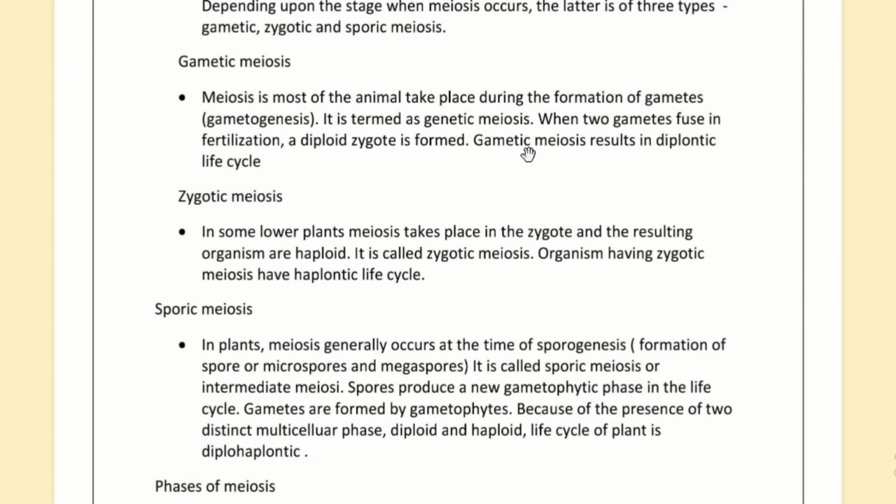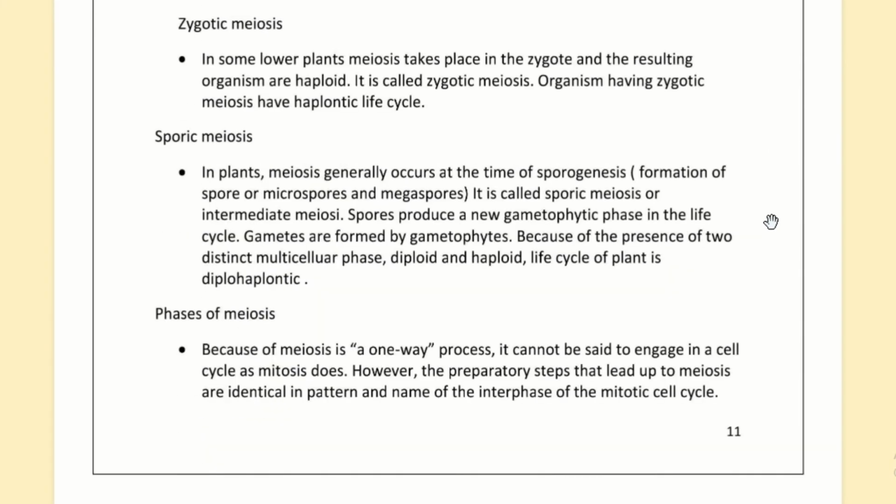Sporic meiosis. In plants, meiosis generally occurs at the time of sporogenesis, which means formation of spores, or microspores or megaspores. It is called sporic meiosis or intermediate meiosis. Spores produce a new gametophyte phase in the life cycle. Gametes are formed by gametophytes because of the presence of two distinct multicellular phases, which are diploid and haploid. The life cycle of a plant is diplohaplontic.